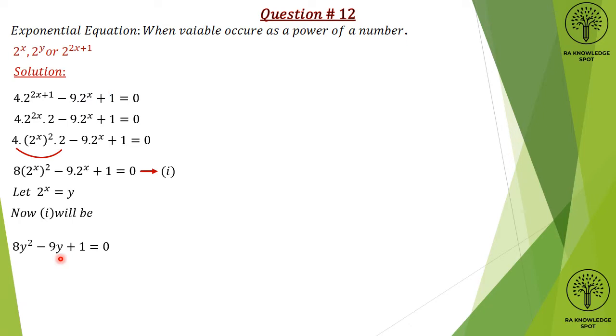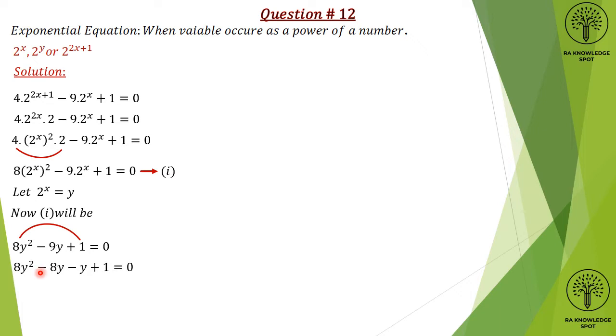Now this is a quadratic equation. There are 3 methods that you have read all through: factorization, completing the square, and the last is the quadratic formula. Here factorization is so simple, so I'm going to apply it here, as it is not time taking, it's a short-time question.